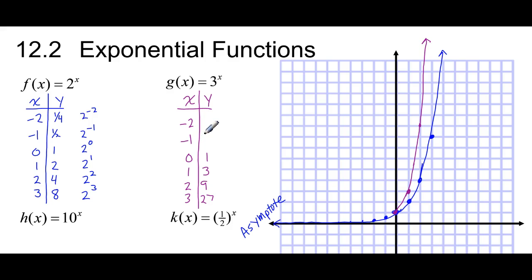When you plug in your negatives, you get 1/3, this one gives you 1/9, and if you compare them to the fractions we had before, 1/3 compared to a half, 1/3 is smaller. So the purple dot is below the blue dot there. And 1/9, that's definitely smaller than a quarter. So that's below the blue dot there.